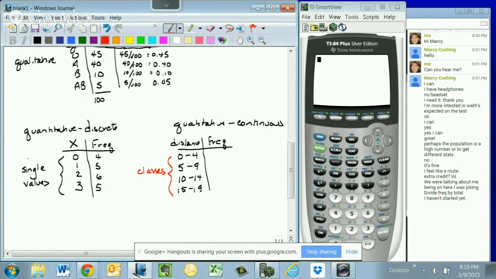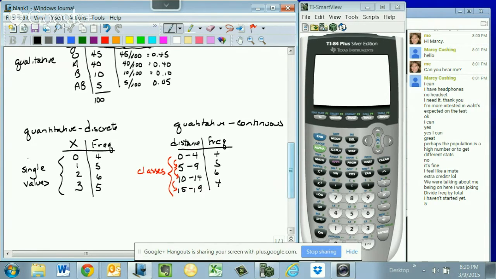Do you know what the class width would be for this particular frequency table? I don't know if you remember. Yeah, it's 5. Good, excellent. Most people would say 4, but you're right on target. It's 5. It's the distance between subsequent lower class limits, which is 5. And it's also the width of the bars on a histogram. All right, I'll just make some numbers up here. Okay, so that's organizing data into tables.